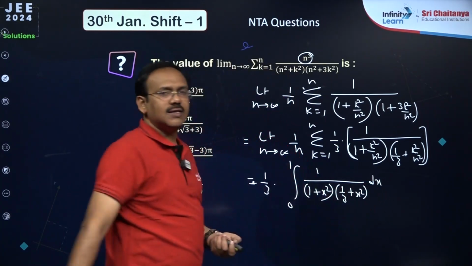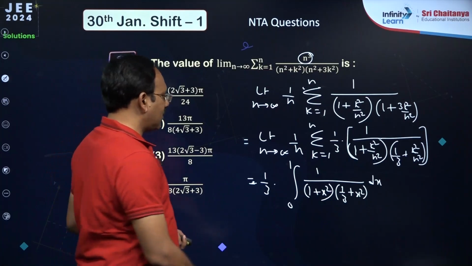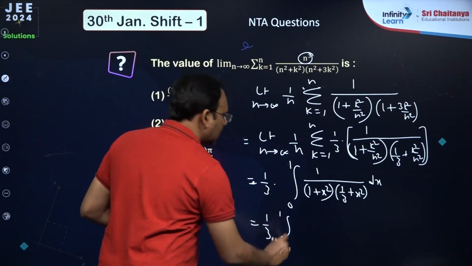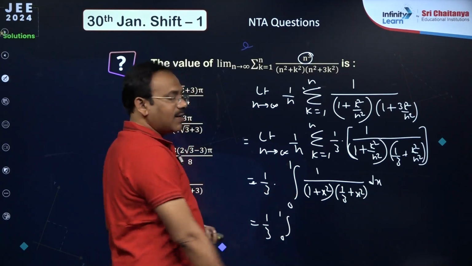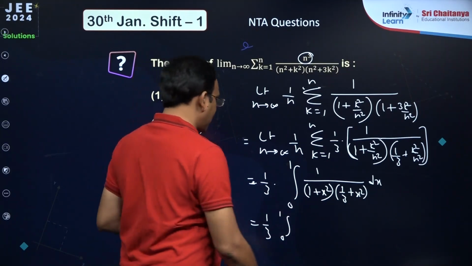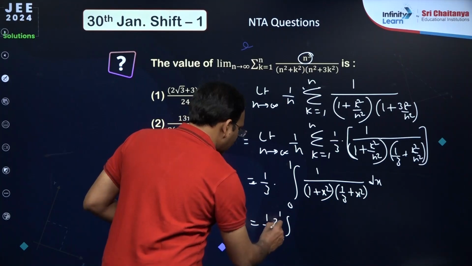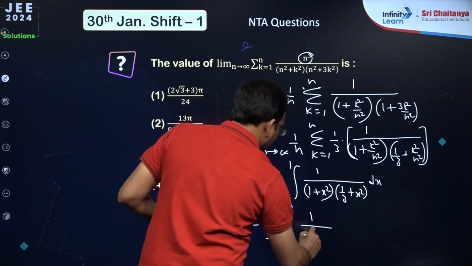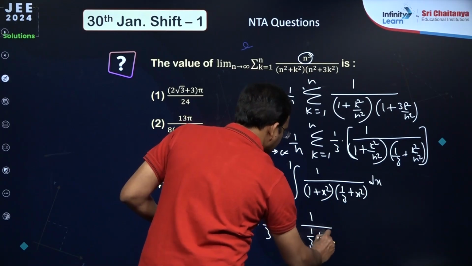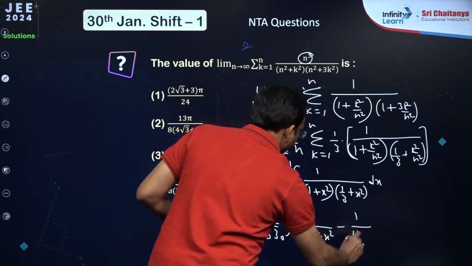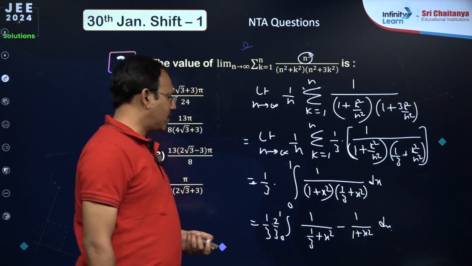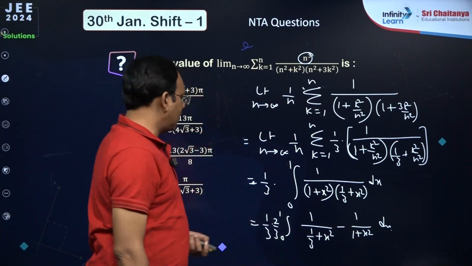This integral you need to evaluate now. Here you can write partial fractions, integral 0 to 1. So 1 minus 1 by 3 is 2 by 3. You just replace 2 by 3 in the numerator and denominator. You can write 1 by 3 plus x square minus 1 by 1 plus x square dx. So that perfectly fits. Now it's very easy to do the integral.